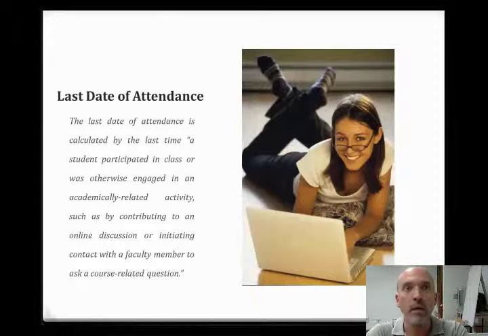Now, if an issue does arise regarding a student who's not participating, I just want to draw your attention to what the Virtual College uses for what they call the last date of attendance, which is recorded when a student is dropped or if they fail the class. You might be able to read this on the slide, but I'll read it along. It says the last date of attendance is calculated by the last time a student participated in class or was otherwise engaged in an academically related activity, such as by contributing to an online discussion or initiating contact with a faculty member to ask a course-related question.